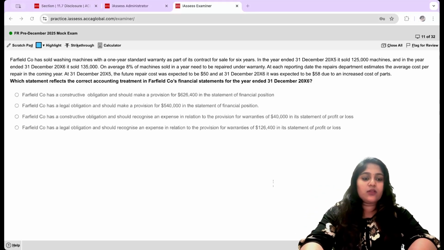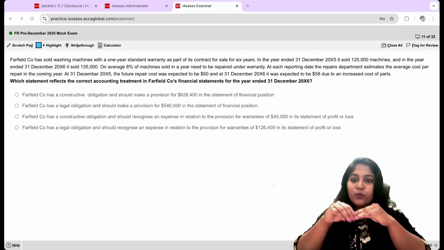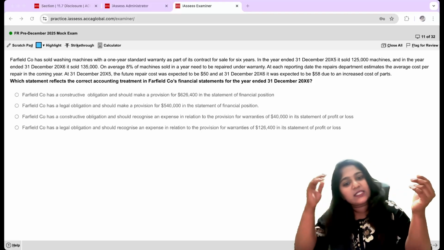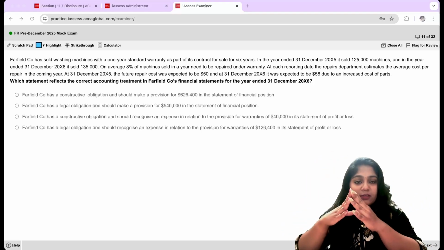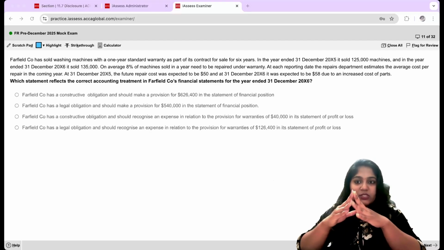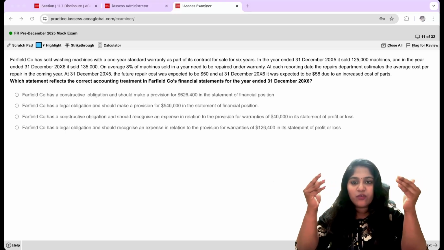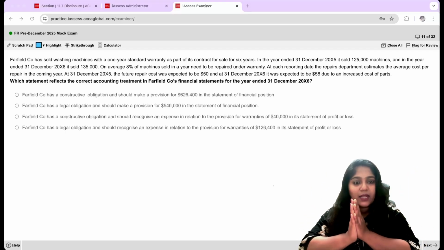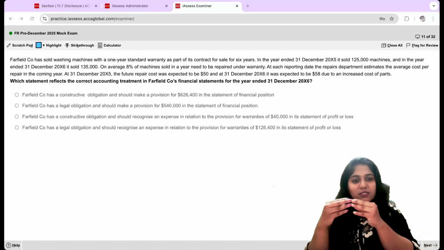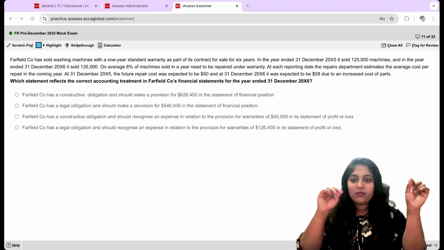Great. So let's move to the next question. Very nice question it is. Farfield company has sold washing machines with a 1-year standard warranty as part of its contract for sale for 6 years. So in the year ended 31st December X5, it sold 125,000 machines, and in the following year, it sold around 135,000 machines. On an average, 8% of machines sold in a year need to be repaired under warranty. So at each reporting date, the repairs department estimates the average cost per repair in the coming year.